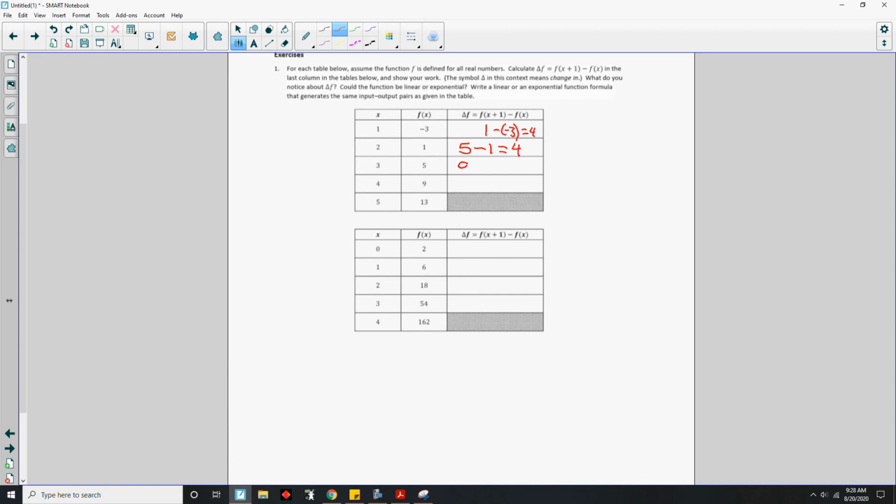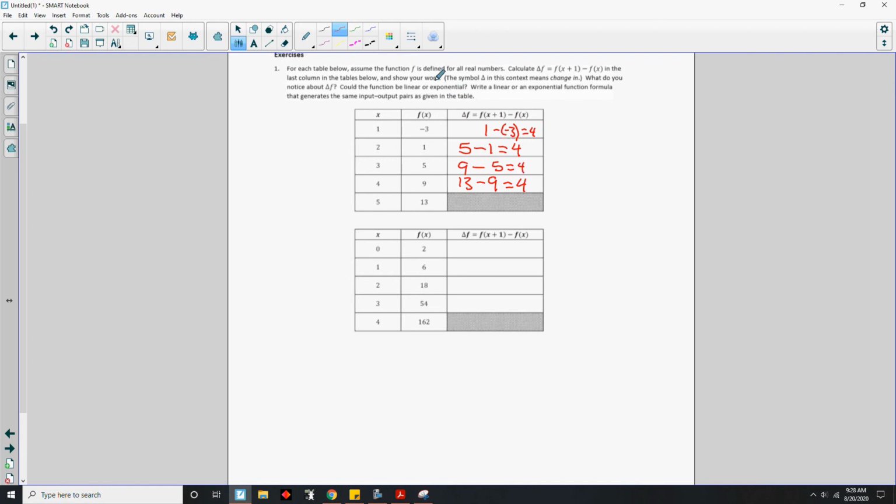Next one, 9 minus my f of x here, which is 5, and that gives me a value of 4. And then the next f of x plus 1 is 13, and f of x is 9. So 13 minus 9 is, again, 4. So you should have what's called a constant rate of change. So it's constantly changing by 4.